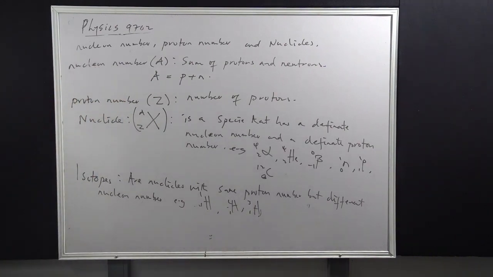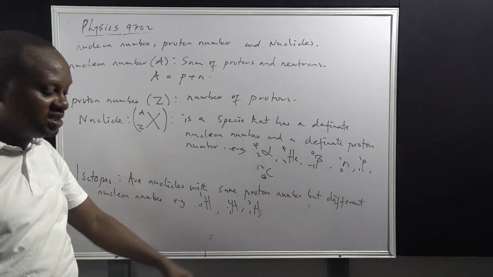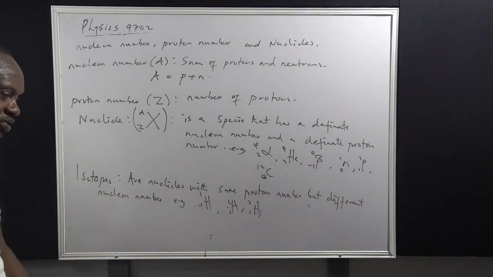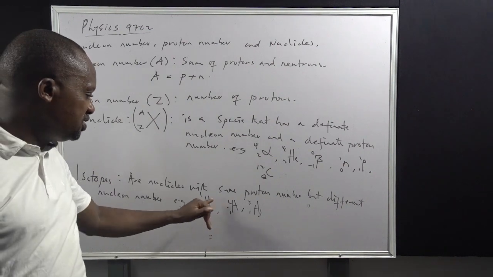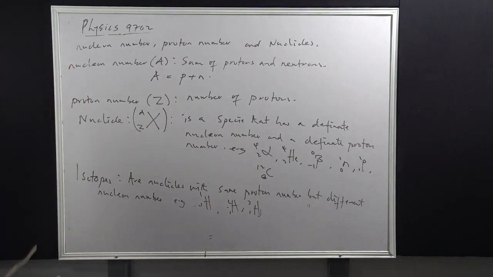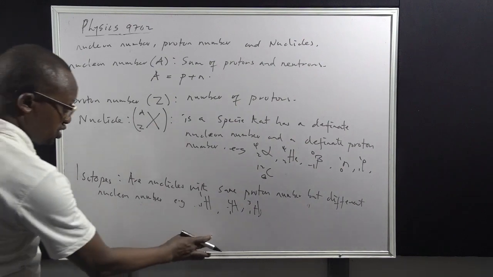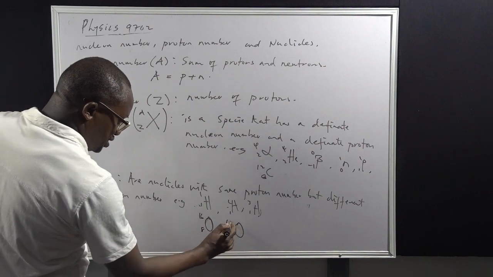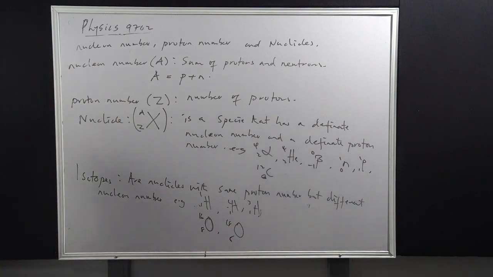So remember that I did not limit this by saying that isotopes are atoms, because you don't need to be atoms to exhibit isotopy. These are nuclei of hydrogen, and they are what? Isotopes. Provided it has a definite nucleon number and a definite proton number, it is a nuclide. So when you have nuclides with the same proton number but different nucleon number, then those nuclides are isotopes. Example also is the oxygen 16-8 nucleus and oxygen 18-8 nucleus. All these are isotopes. All right.